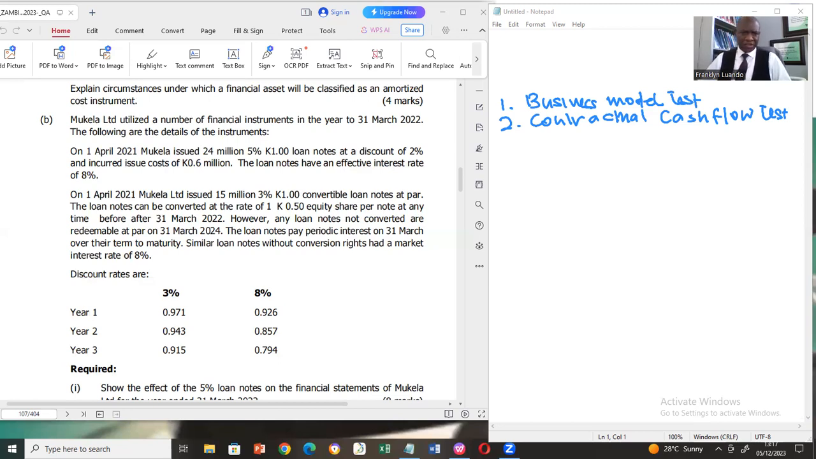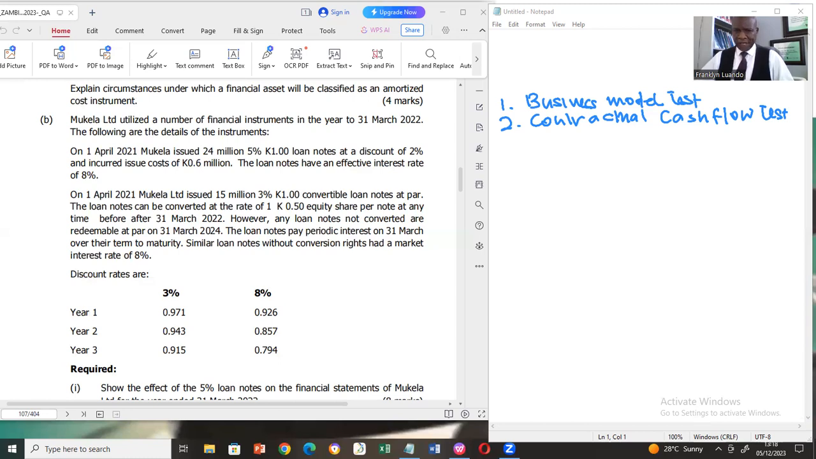Then we now move to question B. Mukela Limited utilized a number of financial instruments in the year to 31st March 2022. The following are the details of the instruments. On 1 April 2021, Mukela issued 5% 1 kwacha loan notes at a discount of 2% and incurred issue cost of 0.6 million. The loan notes have an effective interest rate of 8%. So the question there: show the effect of the 5% loan notes on the financial instruments of Mukela.